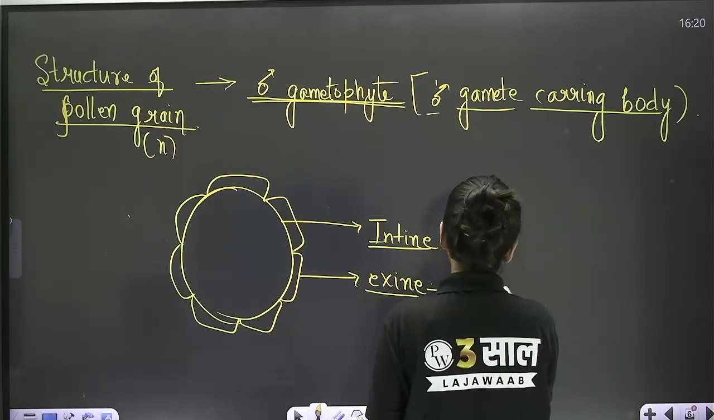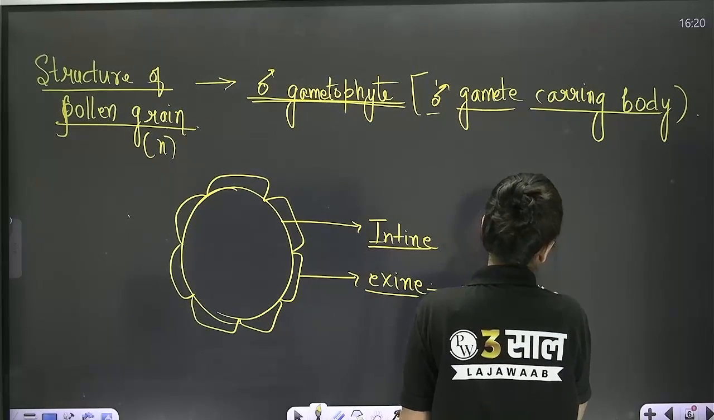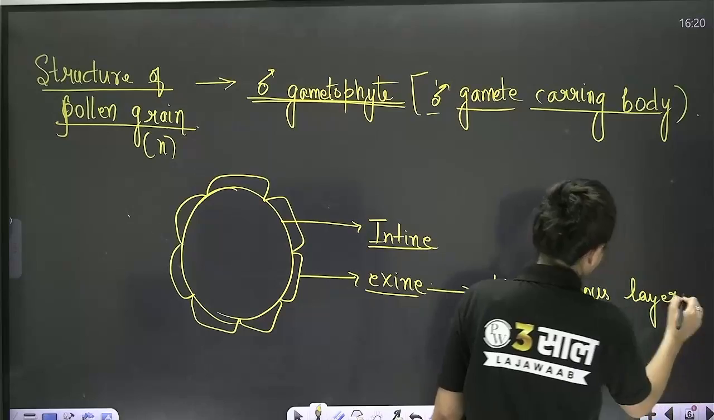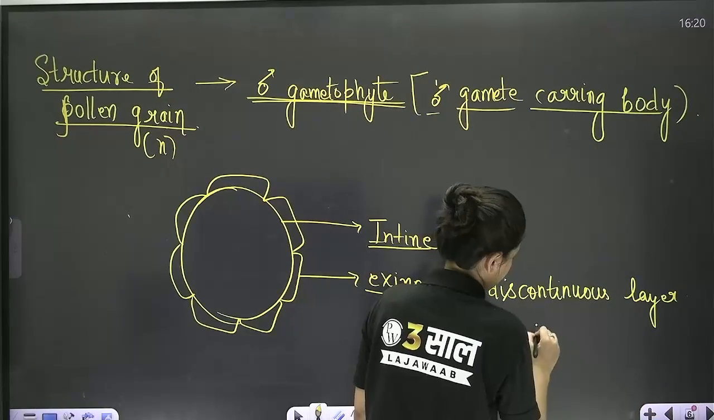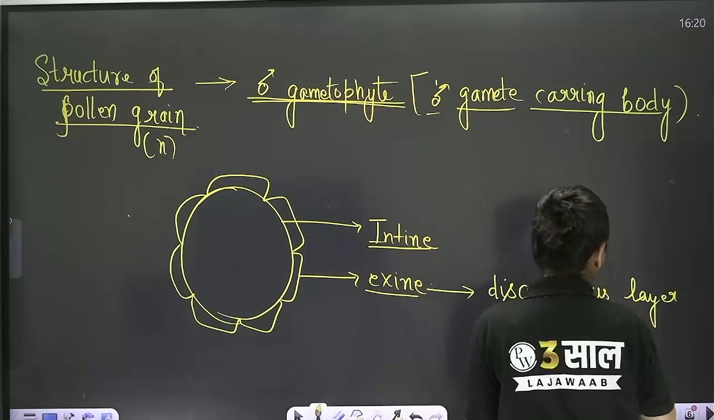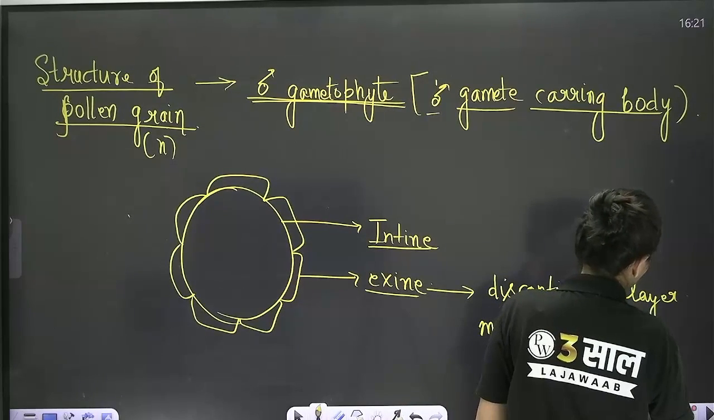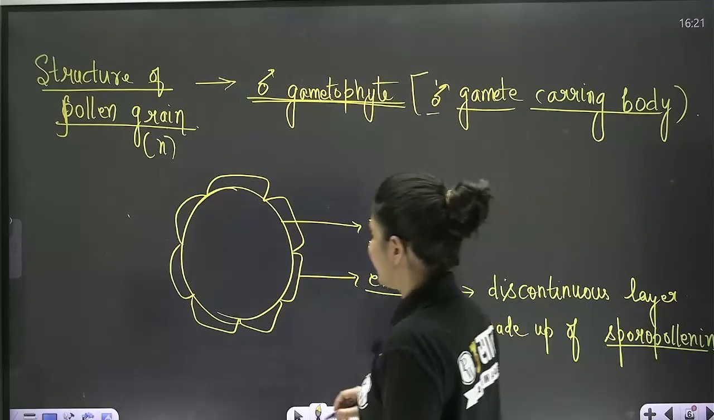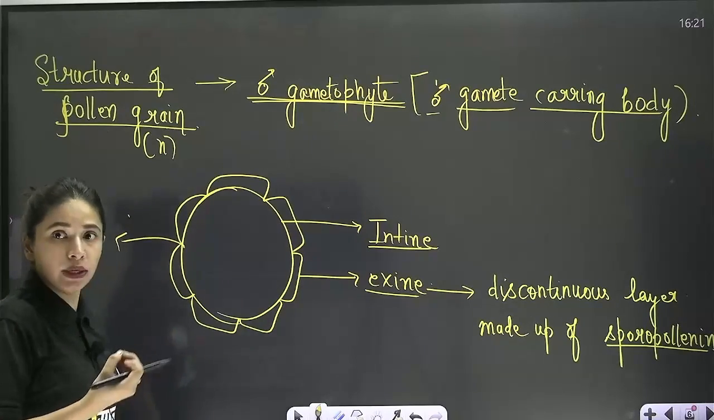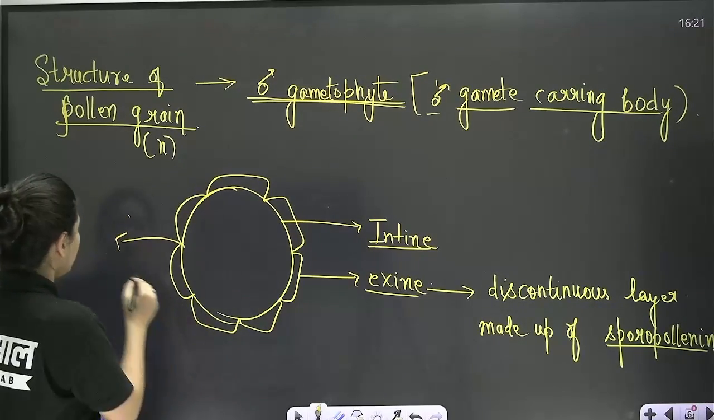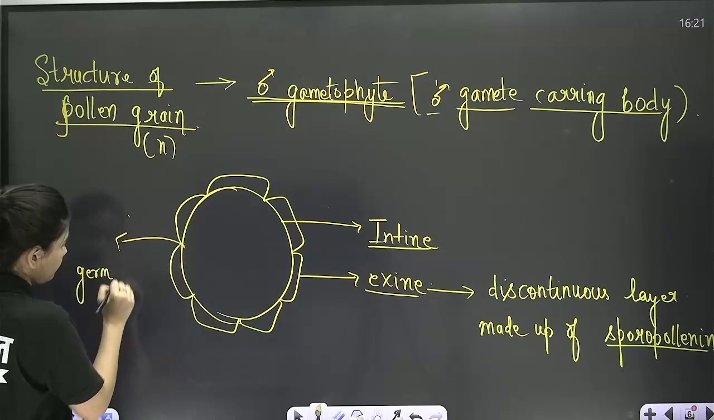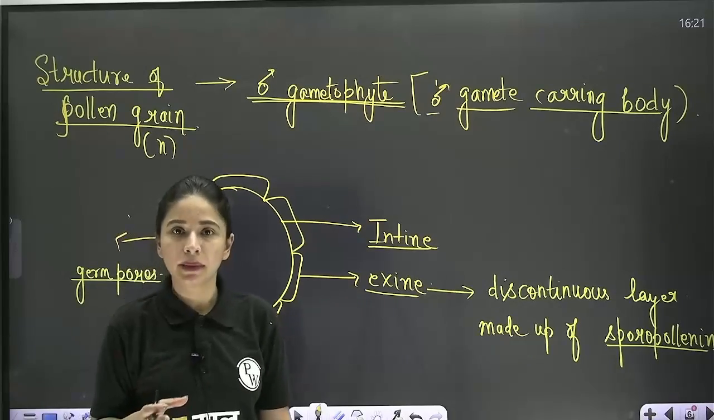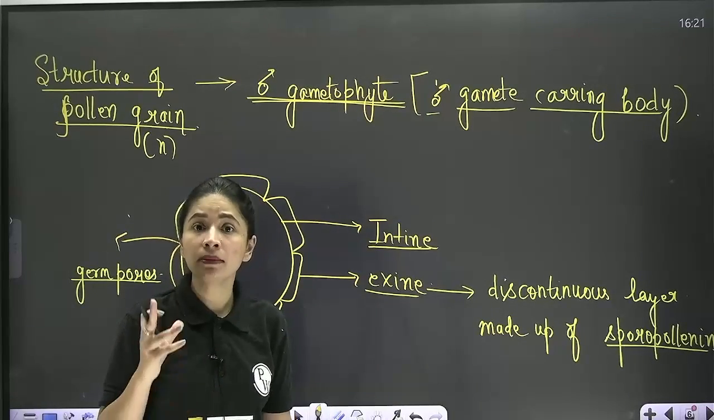So, exine is a discontinuous layer made up of one of the hardest substances called sporopollenin, right? It has some openings through which the pollen tube will come out carrying the male gamete. What are these openings known as? These are known as germ pores.